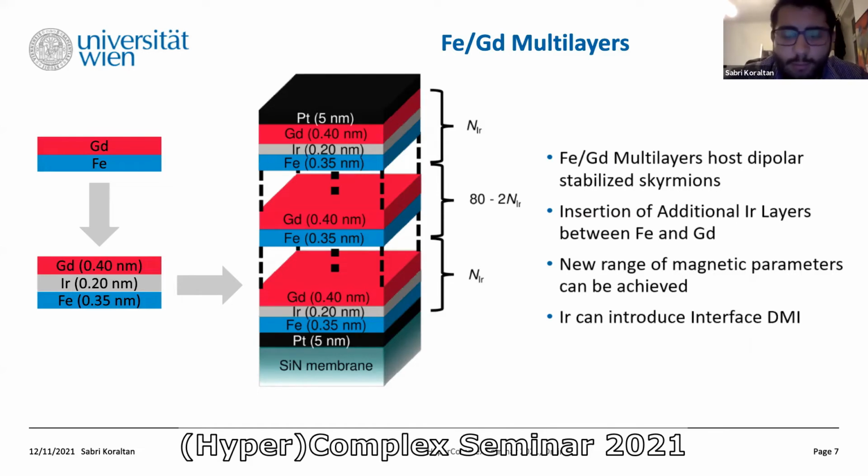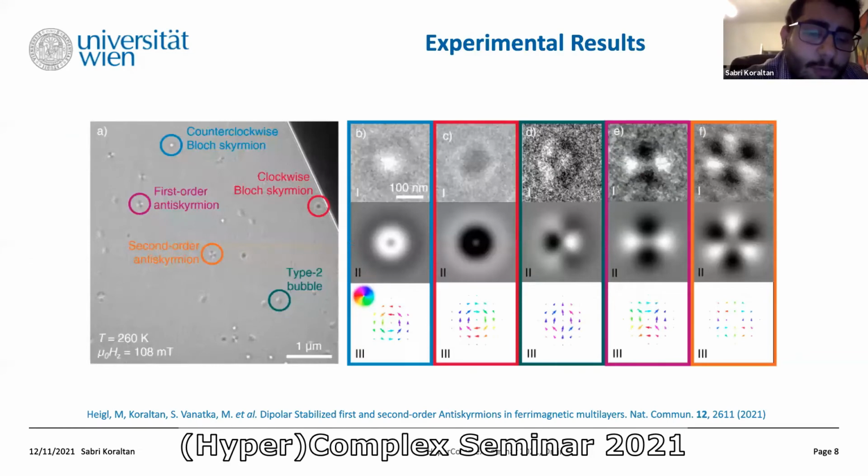But the one thing that we also had to consider is that iridium is known to introduce some DMI, so the Dzyaloshinskii-Moriya interaction, but also the interface DMI. And then the question would be, okay, but we want to have a dipolar stabilized system, so we should treat this also carefully. This would be the experimental results.